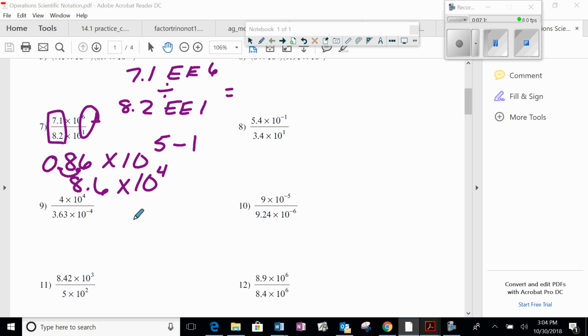Number 8, divide your decimals first. 5.4 divided by 3.4. Okay, go ahead. Okay, and then we're going to have times 10. And what do I do to these exponents? Subtract the exponents. That's a -1. Subtracting -1 is a -2. Is my decimal in proper scientific notation form? Yes, then we are done.